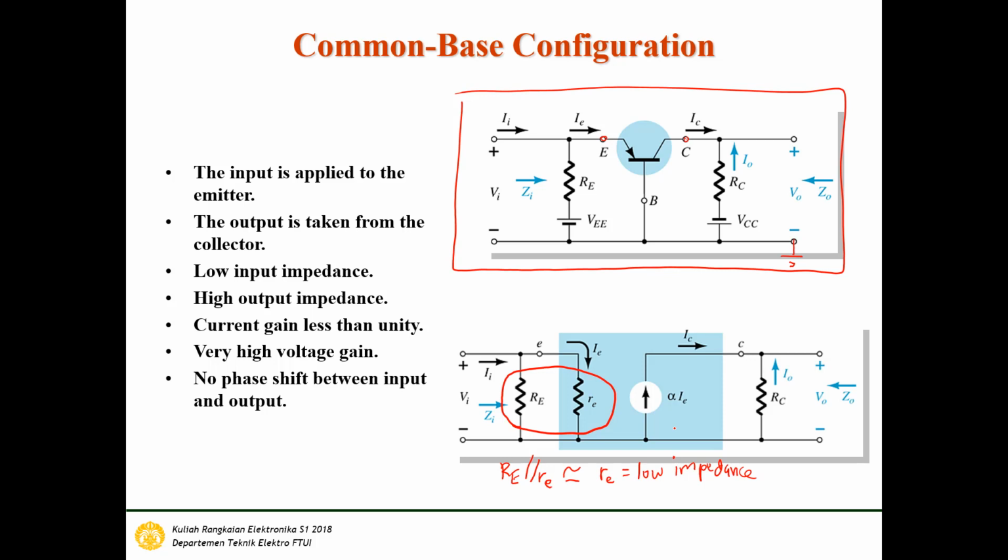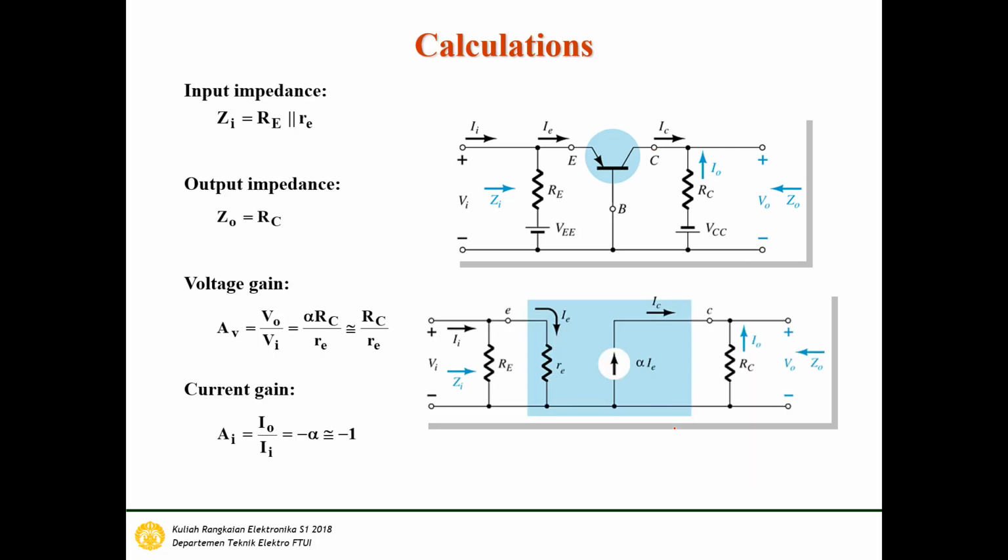Why this common base configuration has current gain less than unity and very high voltage gain, we will discuss later. Okay, so the input impedance, as I talked about before, is the parallel of the emitter resistor and the small re, and its output impedance is determined by the collector resistor RC. Then the voltage gain AV is VO per VI, where VO is the output voltage and VI is the input voltage. Here VO is alpha RC and VI is re.